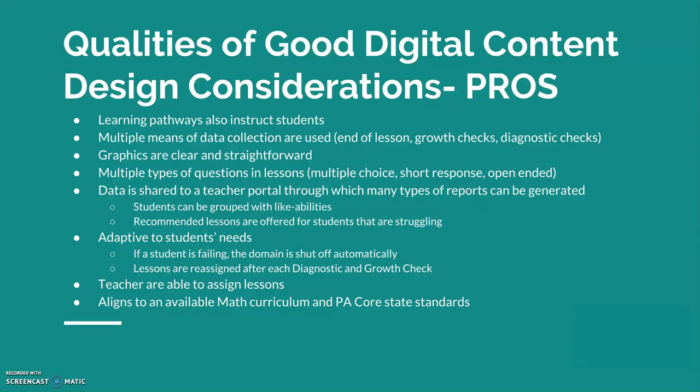Data is shared to a teacher portal through which many types of reports can be generated, not just individual student reports, but students can be grouped together with like abilities. Recommended lessons are offered for students that are struggling. Adaptive to students' needs. So like I said, if a student's failing, the domain is shut off automatically. Lessons are reassigned after each diagnostic and growth check. Teachers are able to assign lessons based on what they're learning. And this aligns to an available math curriculum and it aligns to PA course standards.